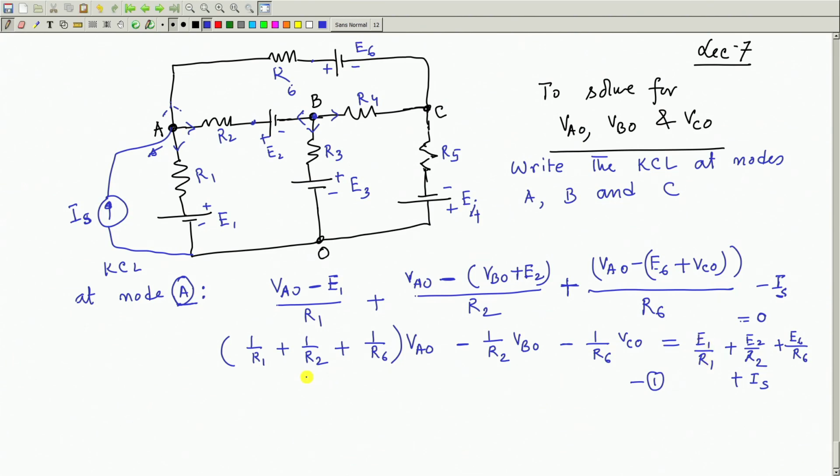Similarly, there is a voltage source here, E6, which is via R6 connected to A. So, this term will also come and this will be E6 by R6, because after all it has to be amperage, E6 by R6, and plus is connected towards A. So, plus. So, this is this term.